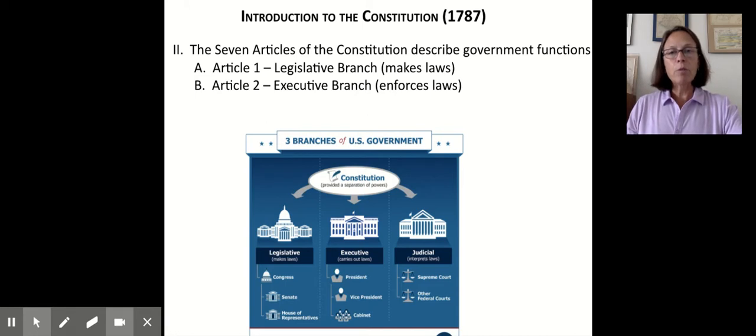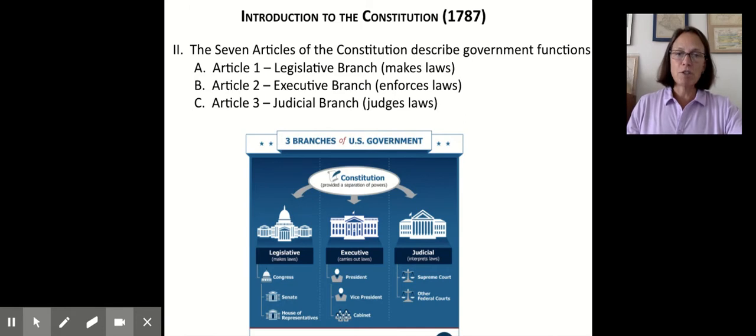And then finally, the third branch of government is the judicial branch. They are in charge of judging the laws. That's our Supreme Court and all of the other federal court systems. So as I mentioned, it's about 12 pages. Legislative branch is 6. The executive branch is about 2 pages. And unfortunately, the judicial branch gets a whole paragraph. It was almost sort of like an afterthought for the Founding Fathers.